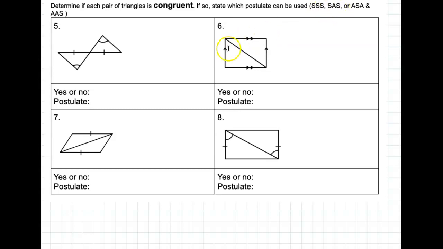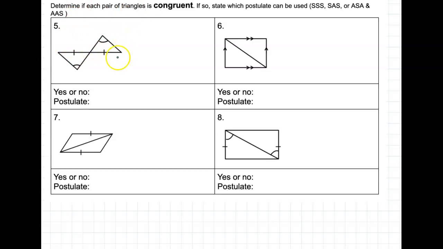Side, angle, side. So if we look at the side, angle, side, so a side and an angle included between those two sides, they are congruent. And if we have an angle and then the two sides attached to that angle are also congruent, those two triangles are congruent. And then angle, angle, side, you could argue that angle, angle, side is really the same as angle, side, angle. Okay, so I'll talk about that in the first question.